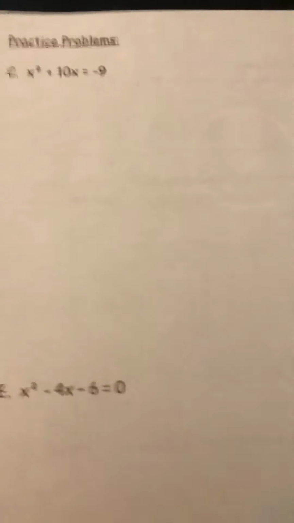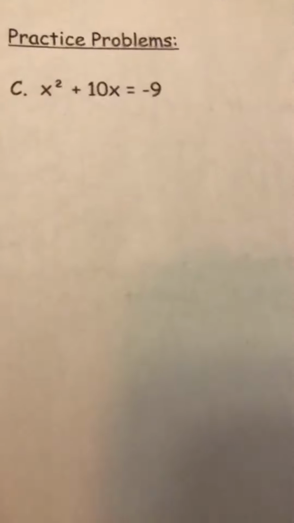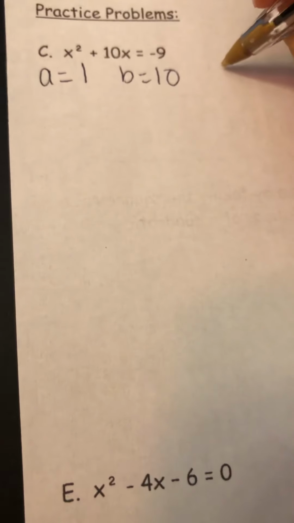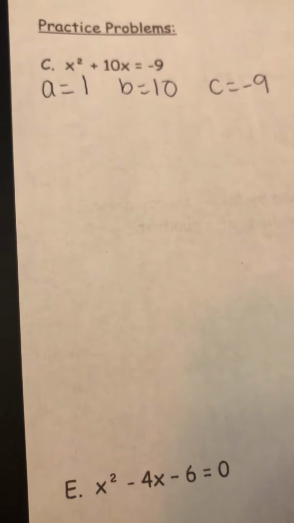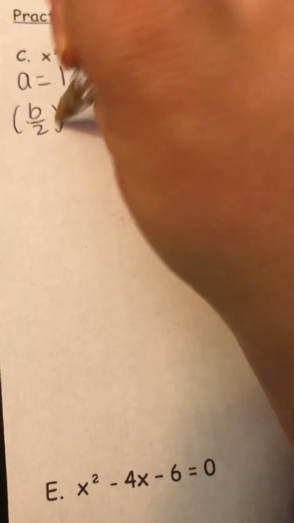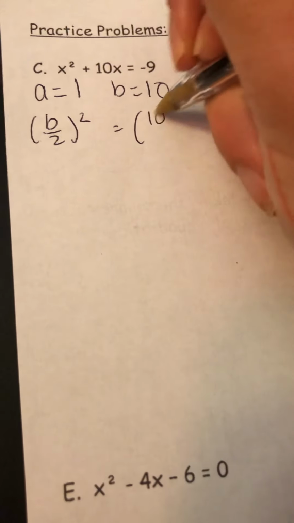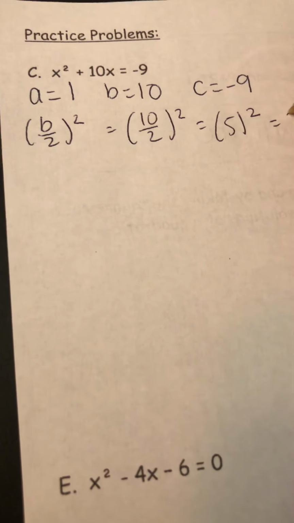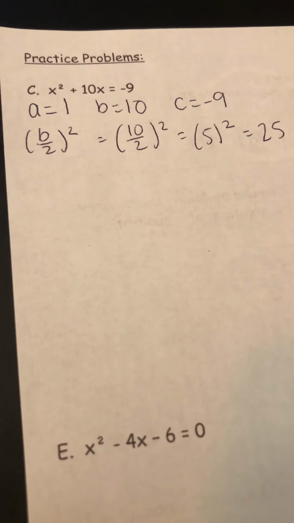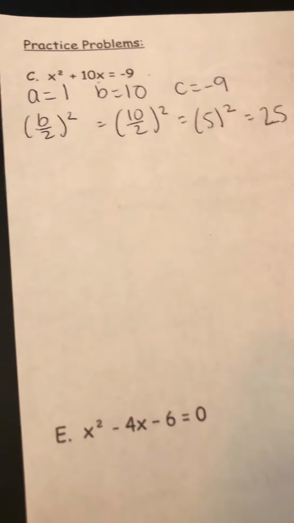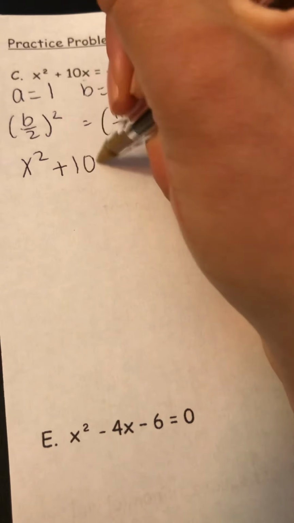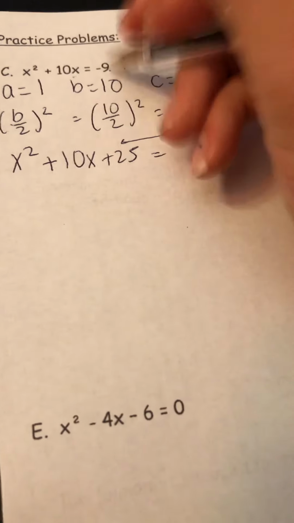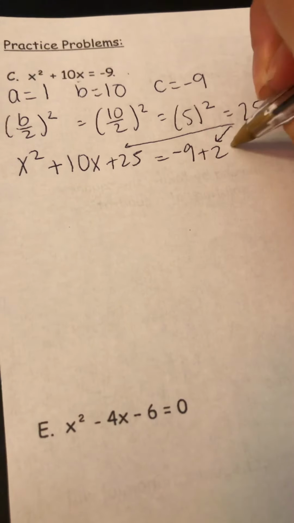X squared plus 10x is equal to negative 9. Okay, it's in the correct form. I'm going to identify my A, which is 1. My B is 10, and my C is negative 9. B over 2 squared. So I have 10 over 2 squared. 10 over 2 is 5. 5 squared is 25. So that will get plugged into both sides. So I have x squared plus 10x plus 25 is equal to negative 9 plus 25.